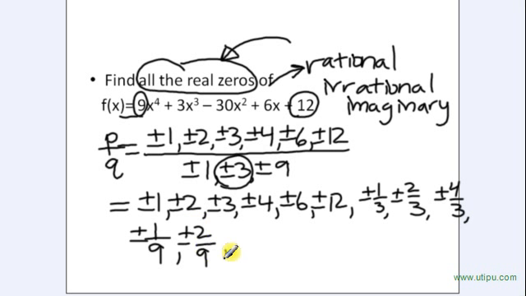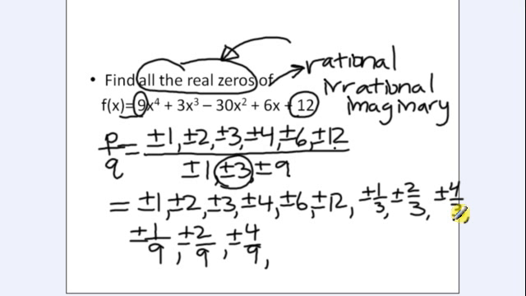3/9 would reduce to 1/3. I have that listed. Then positive -4/9. Positive -6/9 would reduce to 2/3. I have that listed. And then positive -12/9 would reduce to 4/3. I have that listed as well. So you can see we have a lot of possible rational zeros here.